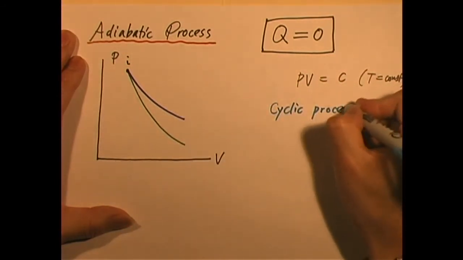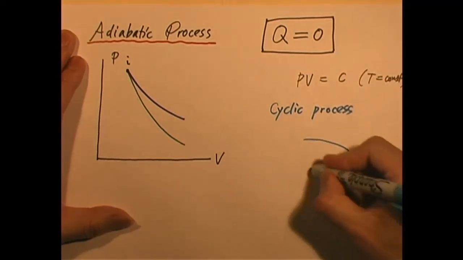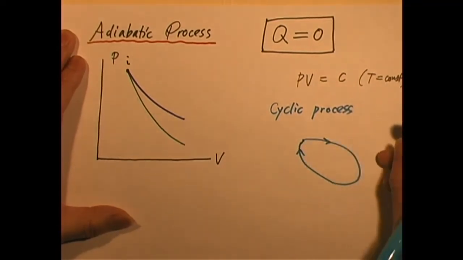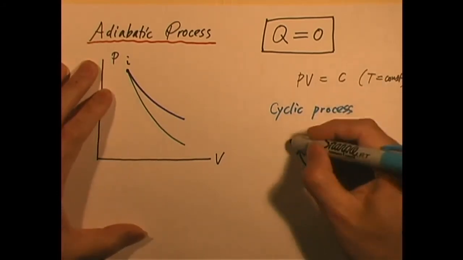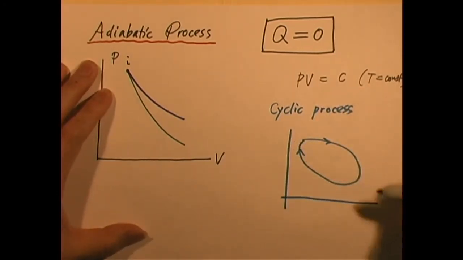What's a cyclic process? It means it makes one whole round. It goes back to itself. That's what it means. It makes a whole cycle. Now, when something makes a whole cyclic process, here is P, here is V.